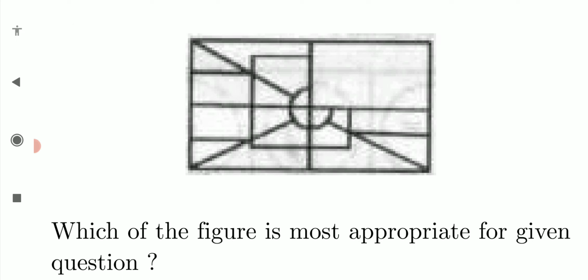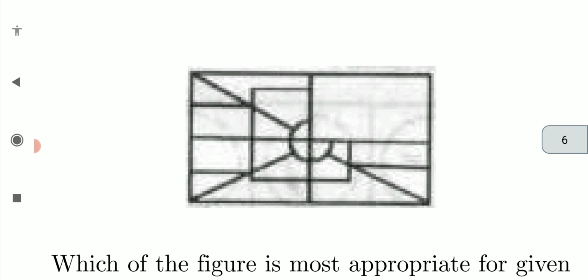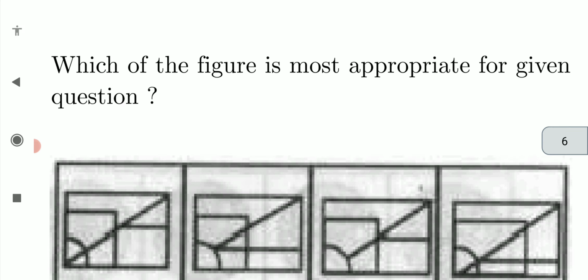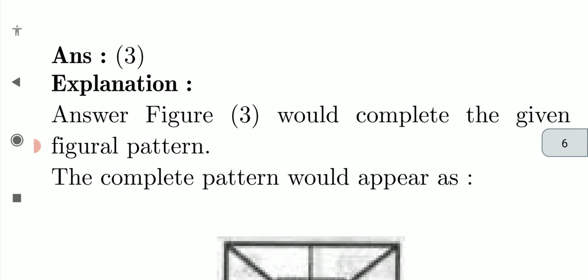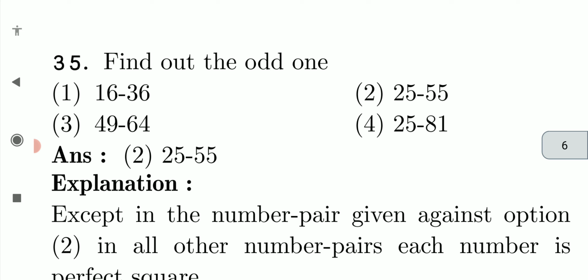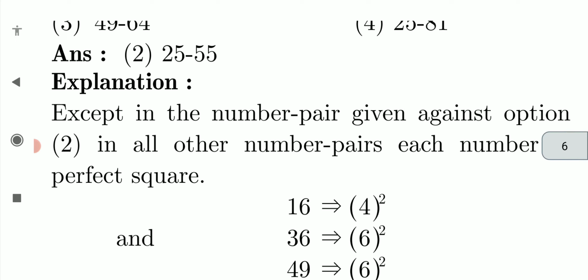See that picture. What would be the completion of this picture? They may give you some pictures. Okay, so the value would be 3. See, compare these two. Okay, you will get the answer as 3. Next, the completed pattern would be like this. Find out the odd one. 16, 36 are square numbers. 25, 55 are not square numbers. 49, 64 are square numbers. 25, 81 are square numbers. Therefore, the answer is 25, 55.